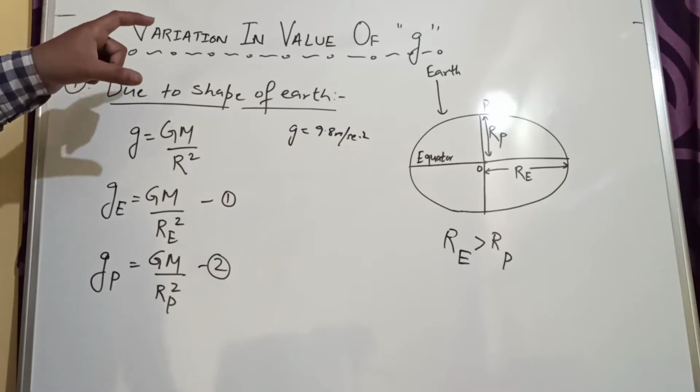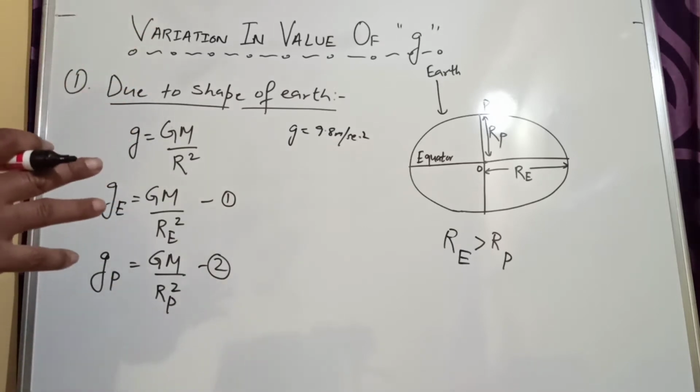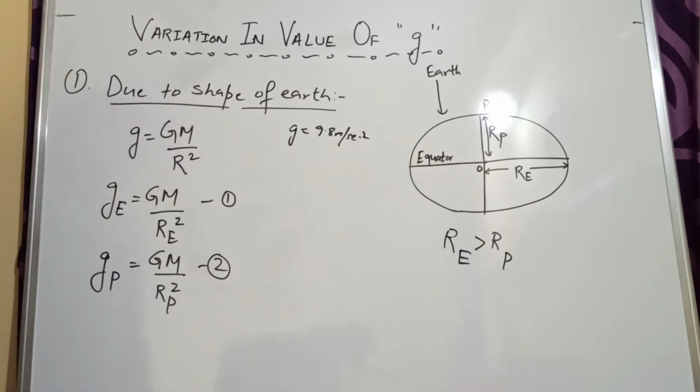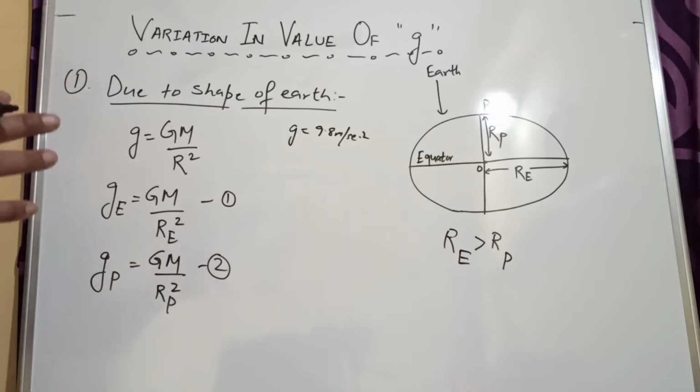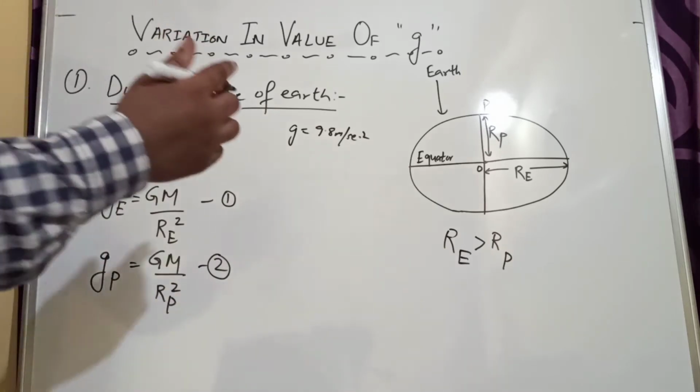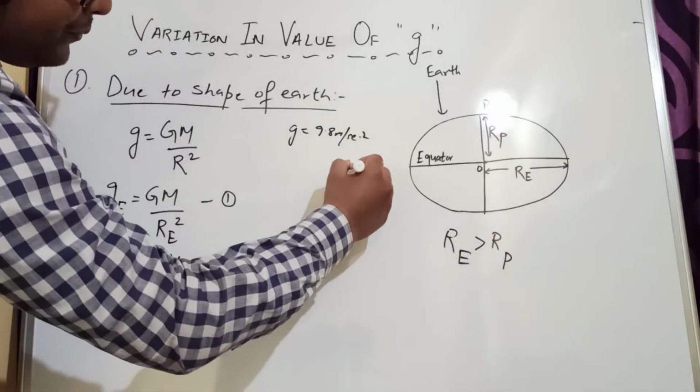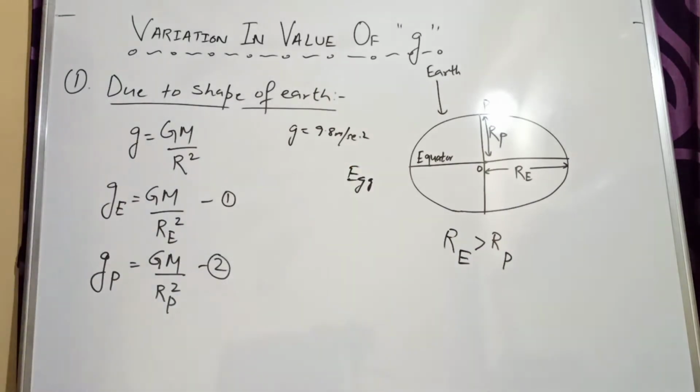Now the value of g changes according to three things. First is due to the shape of Earth. As we have already studied, the shape of Earth is spherical, but that is not true. It is not exactly spherical. It is quite like an egg-shaped structure. Okay, this is your egg-shaped structure.